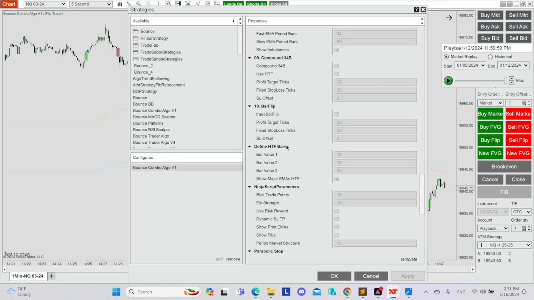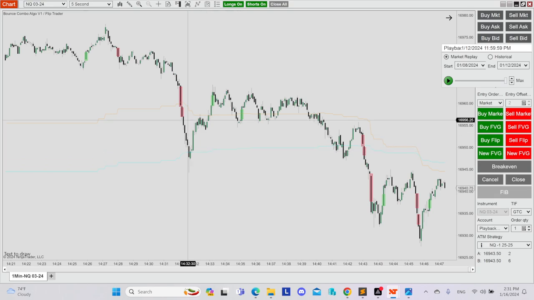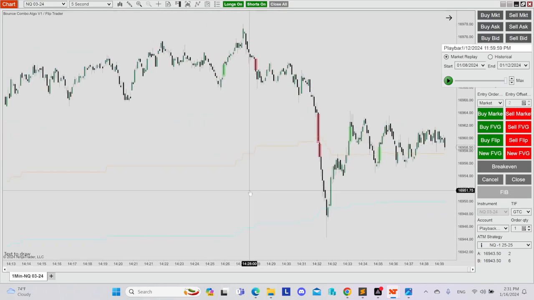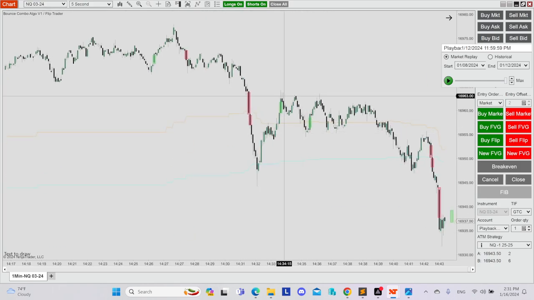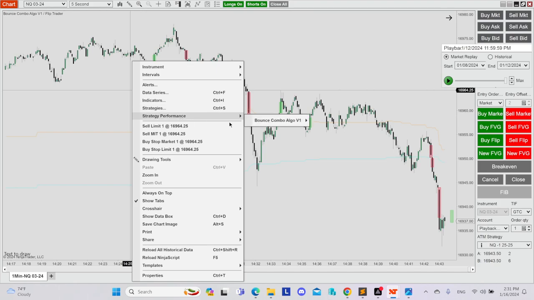These 34 EMAs and this 89 EMA are plotted from the time frame that you define here, 10 10 30. And for you to show these lines, you want to check mark this. So that's the idea. Basically, it's using other filters. It's not just taking any of those. But let's look at the performance.